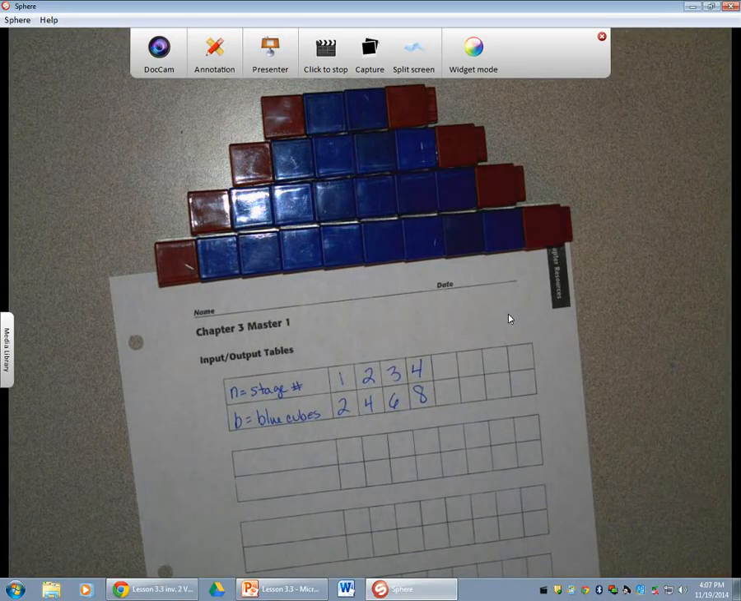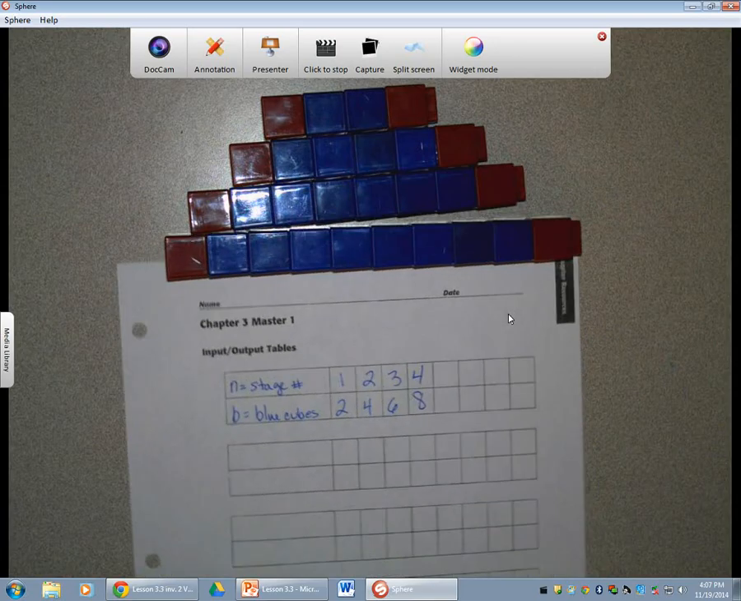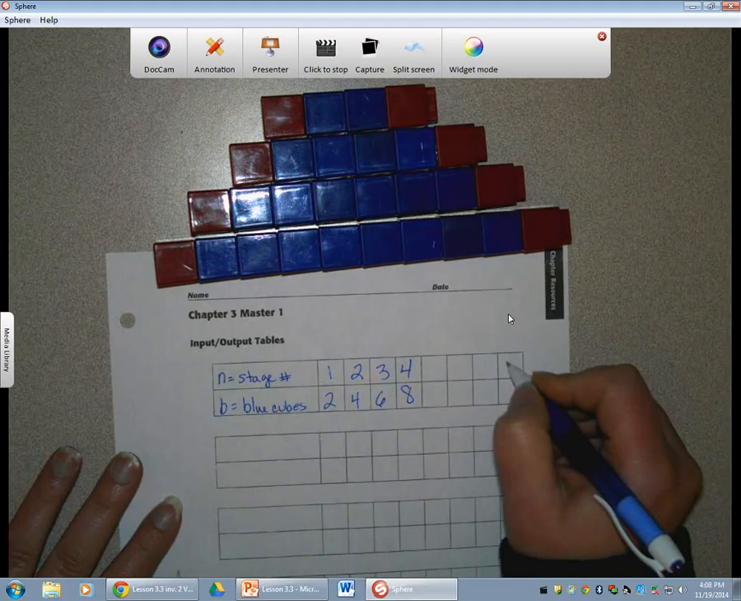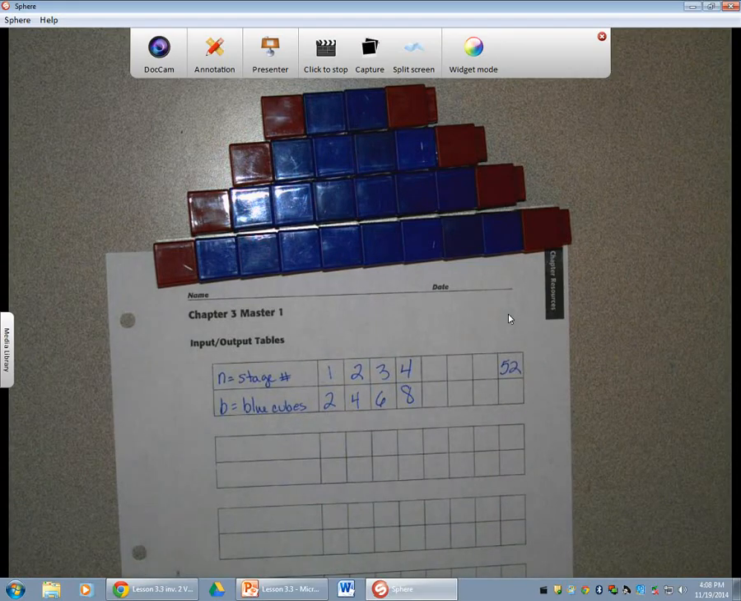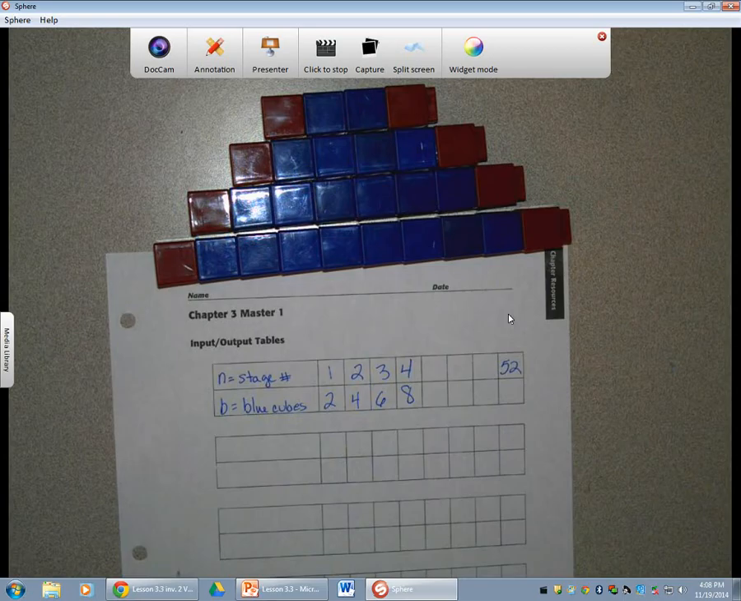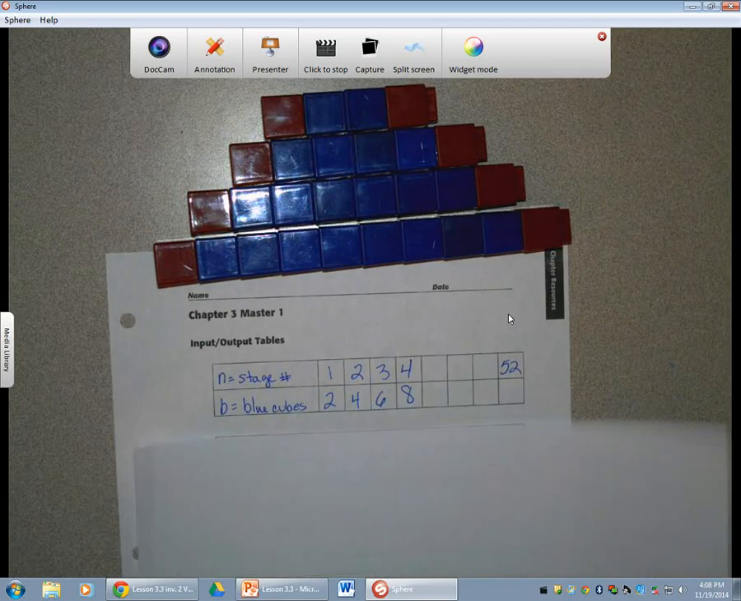Now, when I write my rule, I want it to be based on how my pattern grows from the stage number to the number of blue cubes. Because what I want to be able to do at some point is say, hey, how many blue cubes are in stage 52? But I don't want to have to go and do every other stage from here to 52 to get my answer, because I can see obviously these numbers are going up by 2, but I really don't want to have to figure all that out and count it all through. So what we're going to do is look at the rule in a different way.